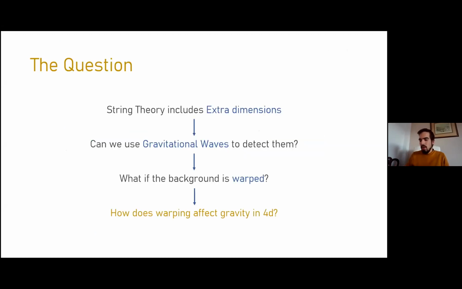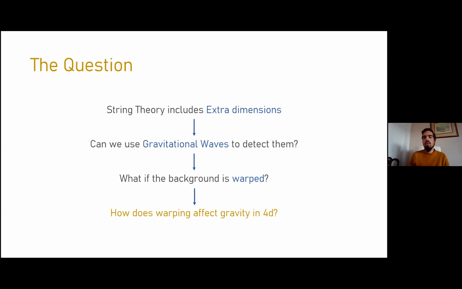The work is all about extra dimensions and gravity. The ultimate goal would be to detect these extra dimensions, starting from the fact that string theory includes extra dimensions. With the recent success of LIGO and other detectors in detecting gravitational waves, a very natural question to ask is whether you can use gravitational waves to detect these extra dimensions. To address this question, we need to understand what gravity looks like in 4 dimensions when it arises from a higher dimensional theory.